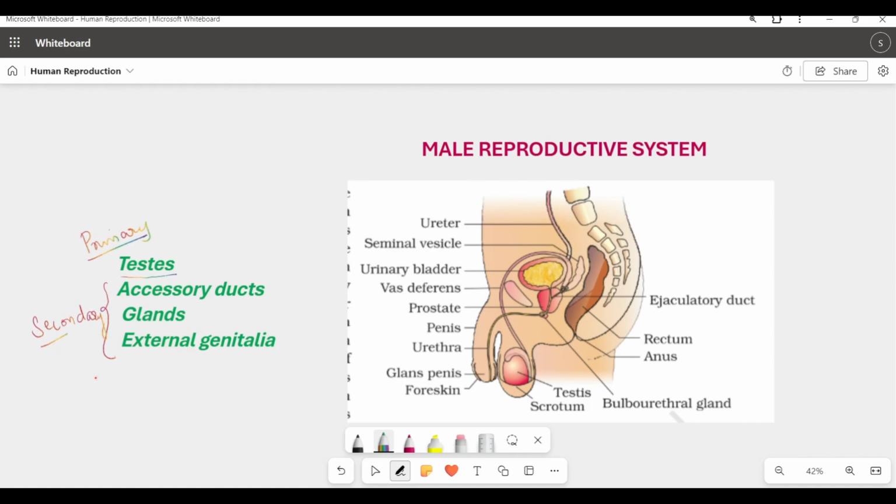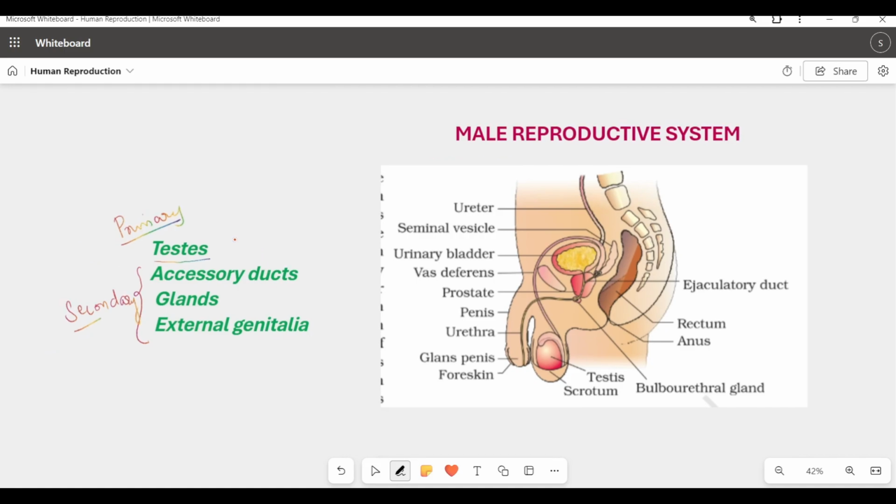Now let us go into the details of the male reproductive system. As I mentioned, testis is the primary sex organ. You can see this is the testis. In male, there is a pair of testes, one on either side. Then there are accessory ducts. Ducts are nothing but tube-like structures which carry the gametes. Then there are certain glands which secrete substances that nourish the gametes. And finally, the external genitalia through which the gametes are released out.